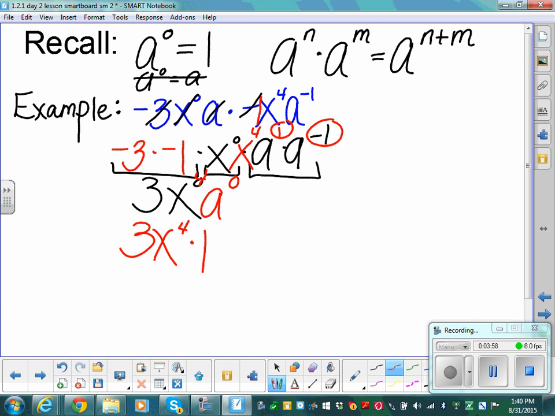Not a to the 1, it just becomes 1. Do we add 3 and 1? No. Well, there were no addition signs in here. Nope. So this is just 3 times 1, which is 3. So we have 3x to the 4th. This would be our final answer.